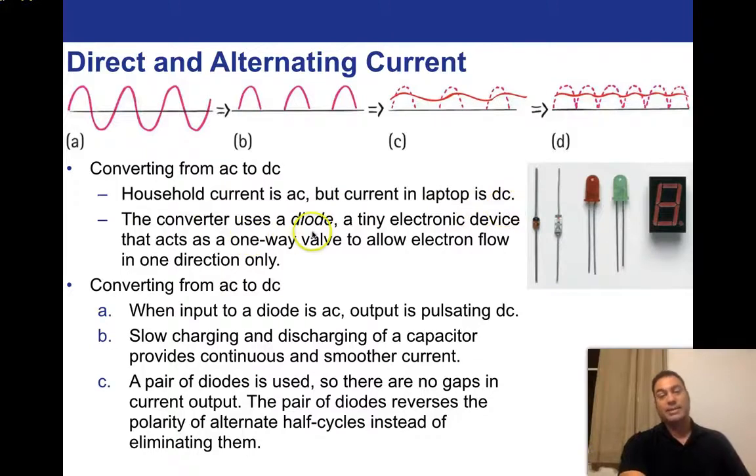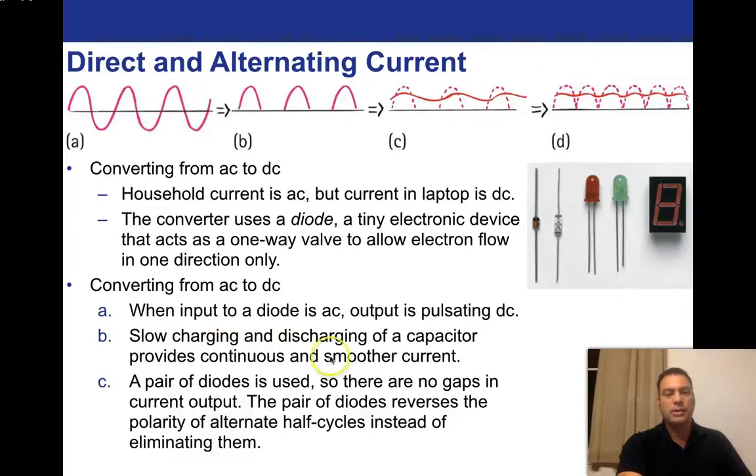The converter uses something called a diode, which is a tiny electronic device that acts as a one-way valve to allow electron flow in one direction only. So in other words, every time it goes this way, it allows it through, but when it pulls back, it doesn't. It doesn't allow any change to occur. So every time the electricity moves in one direction, it records it. So when we're converting from AC to DC, when the input to a diode is AC, the output is pulsating DC. Here we see up in this thing, this is our AC current, 60 cycles per second. And basically the diode is only allowing the positives to come through. See that? It's basically eliminating the negatives, or it's not letting us see the negatives.